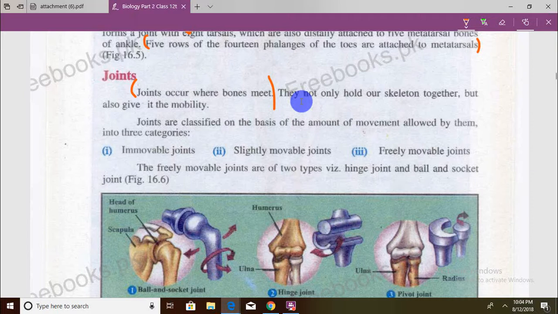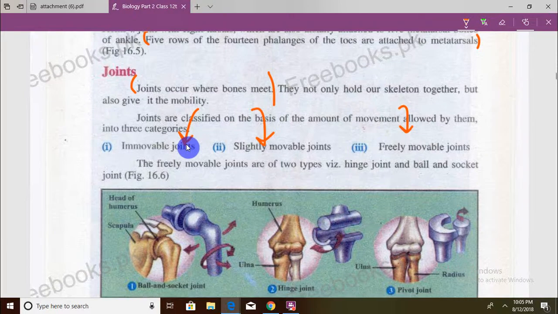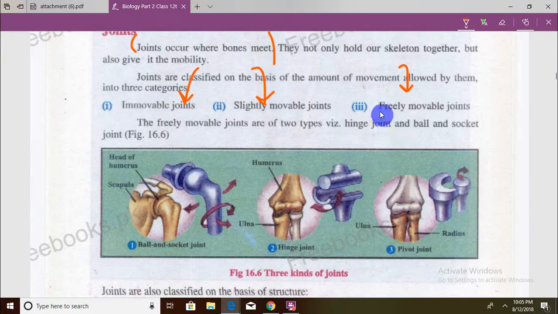Joints hold the skeleton together and allow mobility, because without them we would be all bone and no point where there can be any flexibility, any movement. And on the basis of movement, we can classify them into immovable joints, slightly movable, and freely movable. And we can subdivide freely movable into hinge joint and ball and socket.